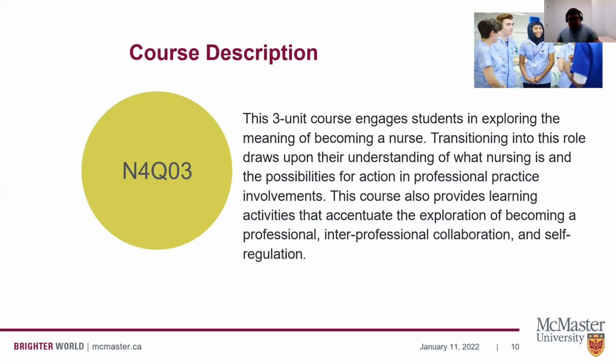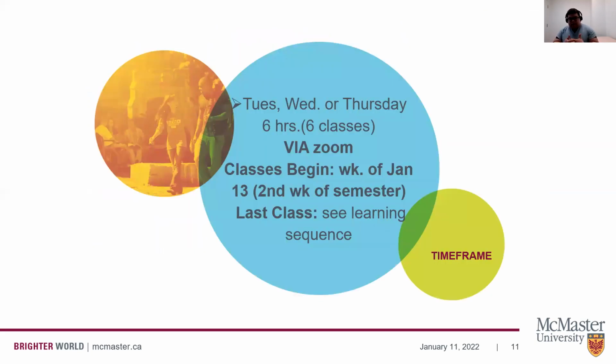This is a 3-unit course. We're going to be looking at a variety of themes, and all of them align with the overarching course direction of the level 4 program. The classes are Tuesday, Wednesday, Thursdays. For this section, we're going to be doing Wednesdays for this site. Our class will be running from 9 o'clock in the morning to 3:30.